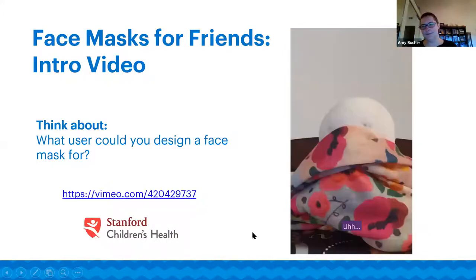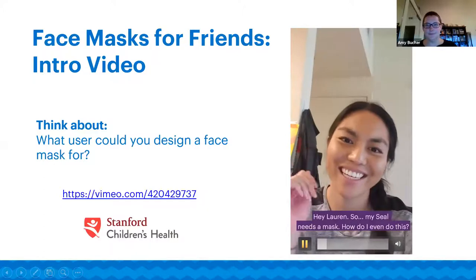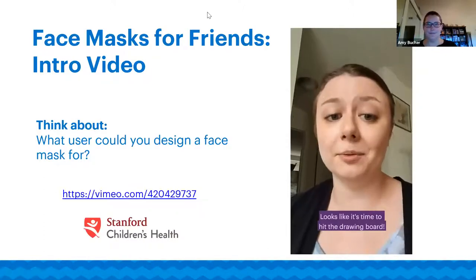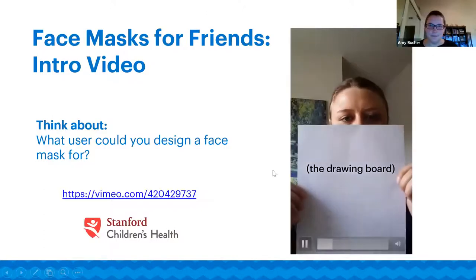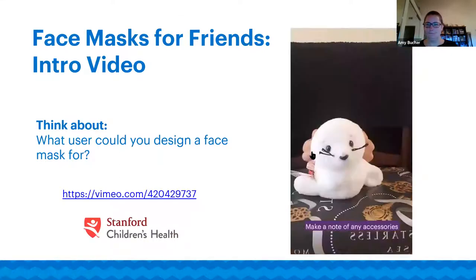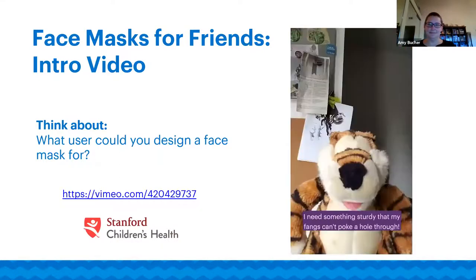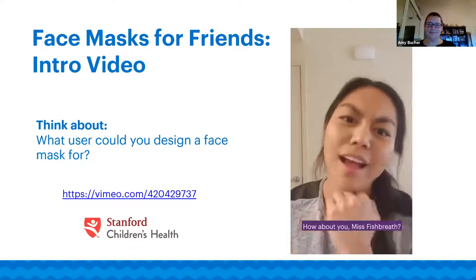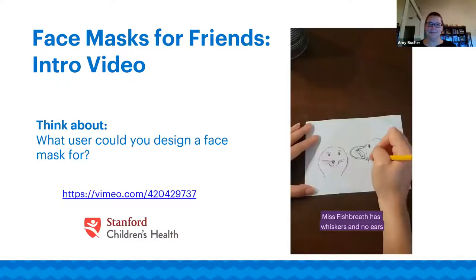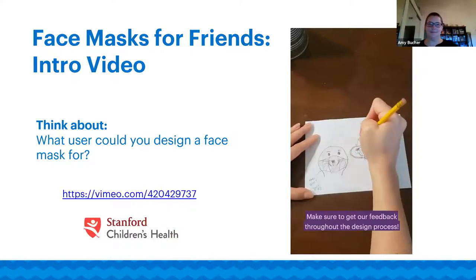Wow, that's a cool mouth accessory. Can I have one? It's the Tech Interactive at Home. Sponsored by Stanford Children's Health. Hey Lauren, so my seal needs a mask. How do I even do this? Yeah, Hobbs has been begging me for one for a week. That's me. Looks like it's time to hit the drawing board. To get started, grab some paper, something to draw with, and someone to design for. Make a note of any accessories or features you might have to design around. So Hobbs, what do you look for in personal protective equipment? I need something sturdy that my fangs can't poke a hole through. How about you, Miss Fishbreath? Make me something cute and waterproof. Now it's time to create your design concept. Miss Fishbreath has whiskers and no ears, so I have to make sure my mask works some other way. Make sure to get our feedback throughout the design process.